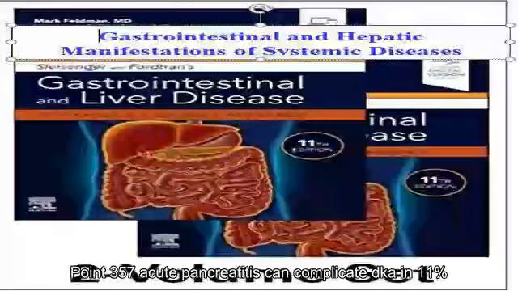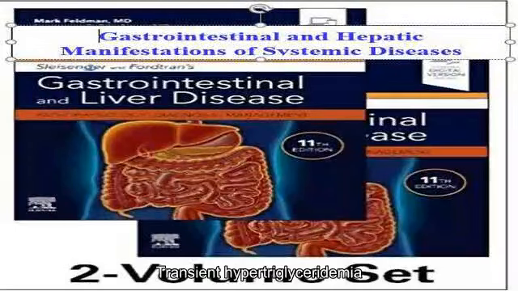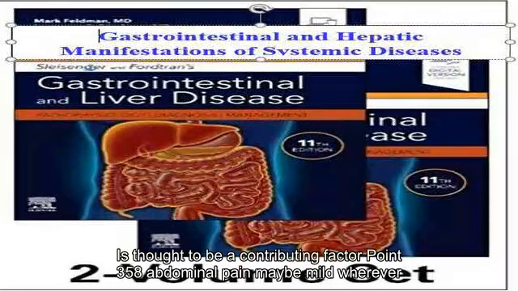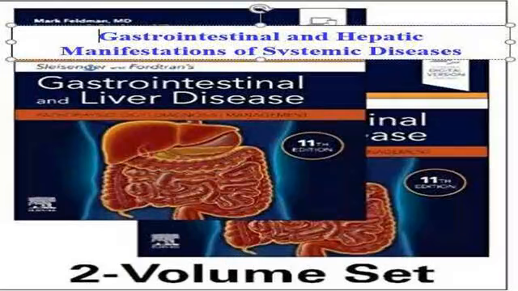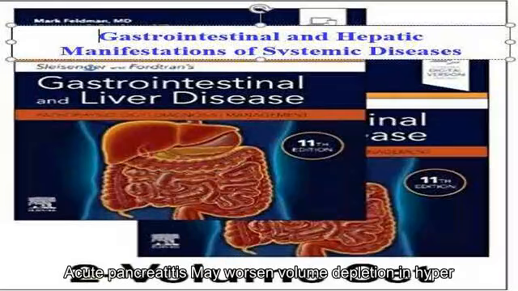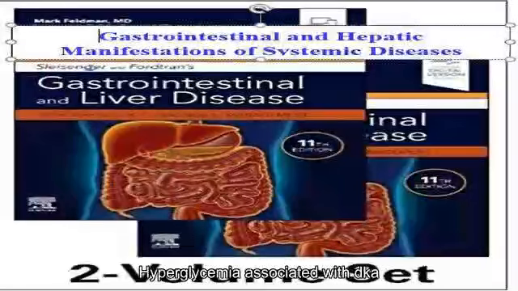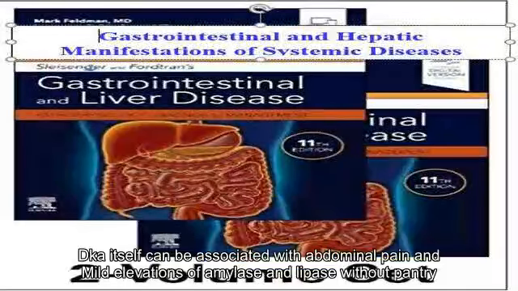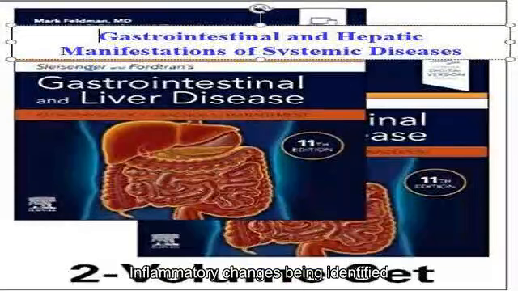Acute pancreatitis can complicate DKA in 11% of cases. Transient hypertriglyceridemia is thought to be a contributing factor. Abdominal pain may be mild or absent. Acute pancreatitis may worsen volume depletion and hyperglycemia associated with DKA. DKA itself can be associated with abdominal pain and mild elevations of amylase and lipase without pancreatic inflammatory changes being identified.